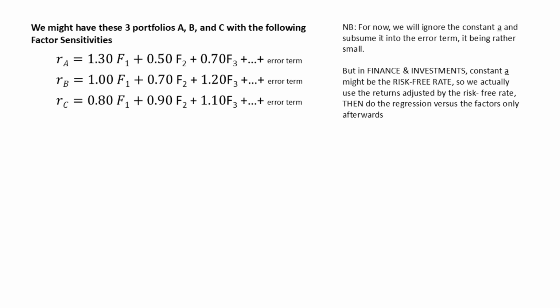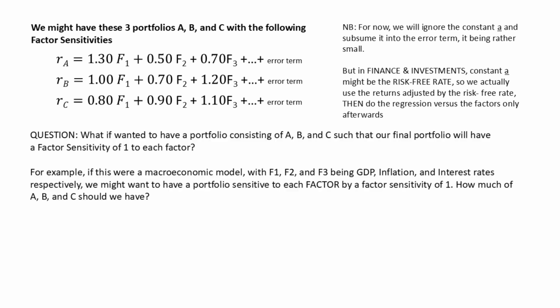So what you're going to be using in actual finance regressions is the risk-adjusted returns, meaning you're going to have the portfolio returns and then you subtract the risk-free rate. So you're going to have the risk-adjusted returns, which you regress against the portfolio. Okay, so now the question is, what if we want to have a portfolio consisting of A, B, and C such that our final portfolio will have a factor sensitivity of 1 to each factor?